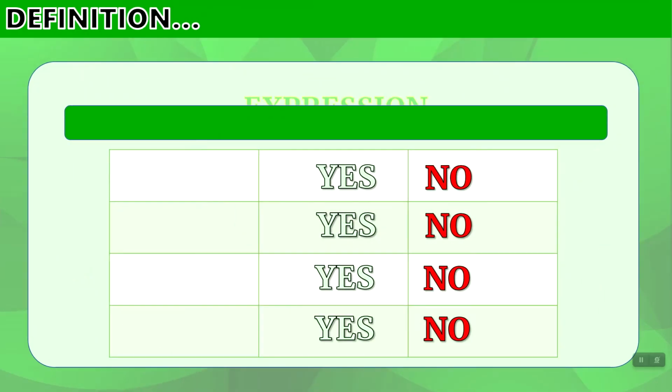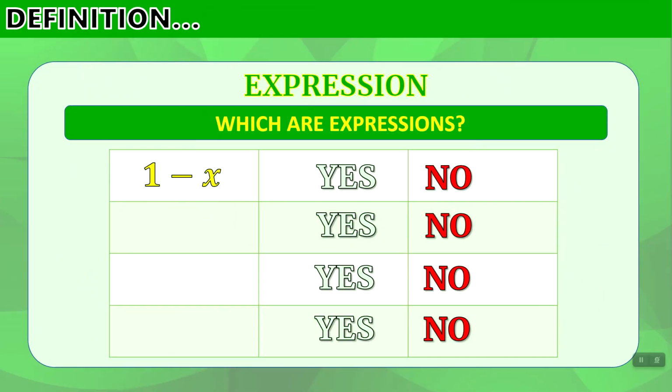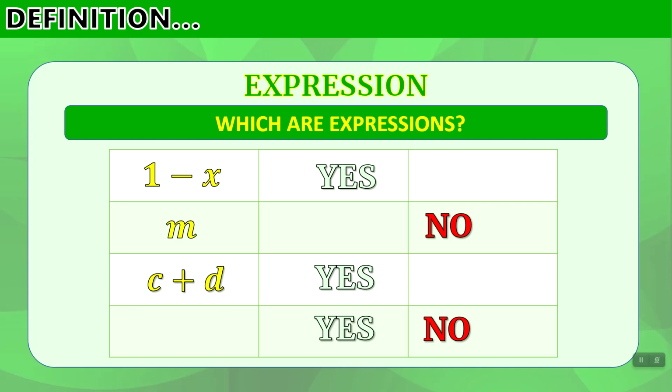So let's see if you can figure out which one of these is an expression. 1 minus x, is that an expression? Yes, because it contains the terms 1 and minus x. It contains two terms, making it an expression. M, is m an expression? No, m is a term. Remember, terms are letters or numbers. C plus d, is this an expression? Yes, it contains the terms c and plus d. 2p minus 2e, is this an expression? Yes, it contains the terms 2p and minus 2e.